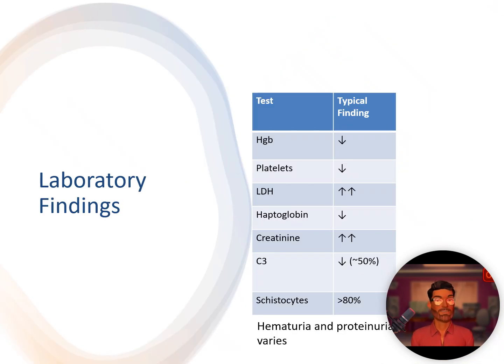Lab findings include anemia, thrombocytopenia, though not as severe as in TTP, elevated LDH, and low haptoglobin, in keeping with hemolysis, as well as schistocytes most of the time, though they may be absent. Elevated creatinine, again significantly worse than TTP typically. C3 is oftentimes low, but not always low, so having a normal C3 does not necessarily rule out atypical aHUS.